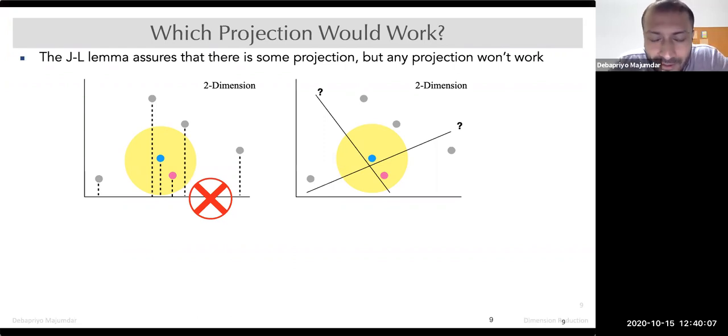But anyway, the lemma is not to be used for 2 dimensions to 1 dimension, because we'll see later that R cannot be as small as 1 or 2 in any case. So this picture is not going to give you the intuition, but it's just to show that not any projection would work. Some projection would work.